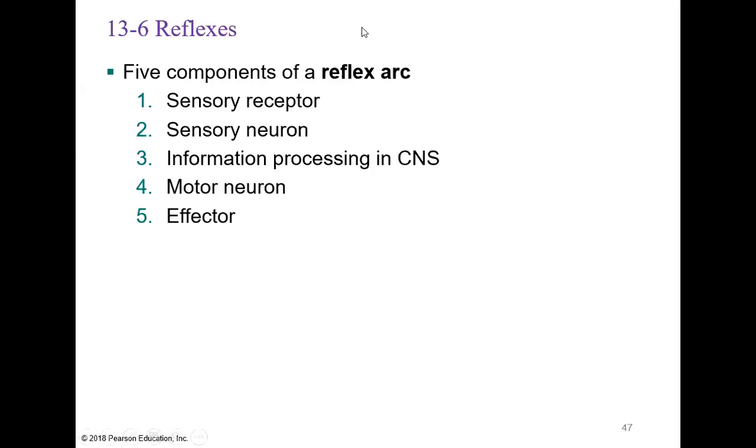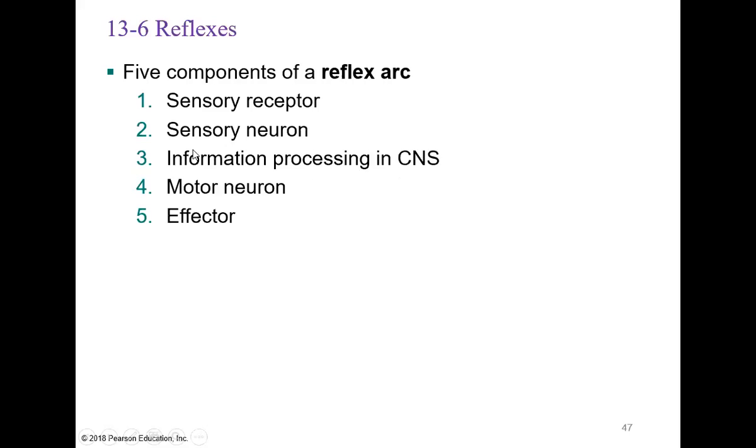Okay? Once we get in the central nervous system, then we can do the integration. And we can think, what does this mean? Well, what should I do? If it's a reflex, you're not going to have time to think. It's going to be an automatic response. Okay, if it's you touching a hot stove, there is no time to think. The information processing happens right in the spinal cord and it will come right back out. So that way you move your hand. Okay, so information processing in the central nervous system.